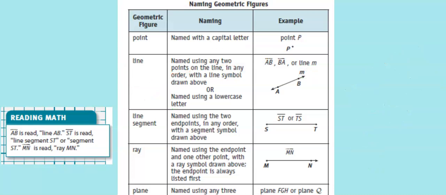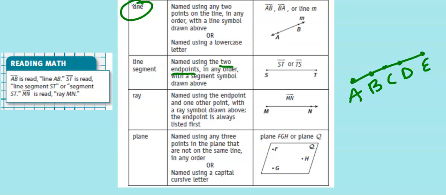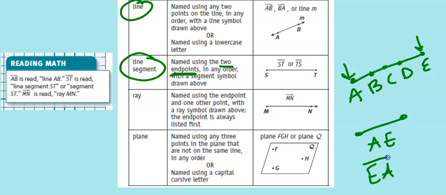If you're going to do a line segment, you have to pick 2 end points. So if I have A, B, C, D, E up here in a line, I can pick any 2 points I want, any order I want. If it's a line segment, I have to pick the 2 end points. So the ends are A and E, so I have to do AE. I could also call it EA with the line segment bar above it, but I can't pick any points I want, it must be the end points.